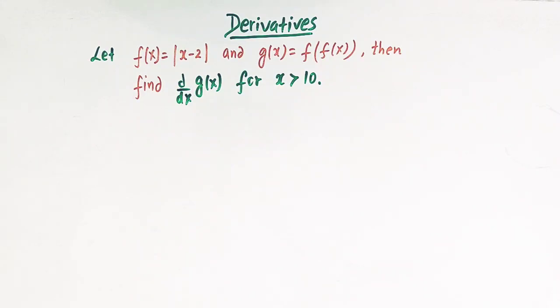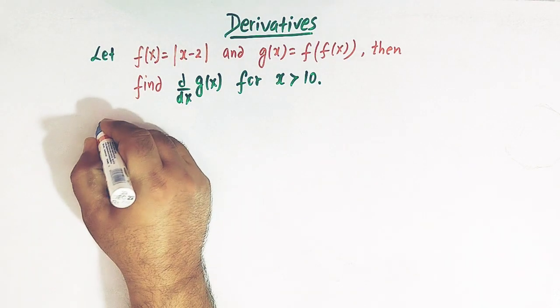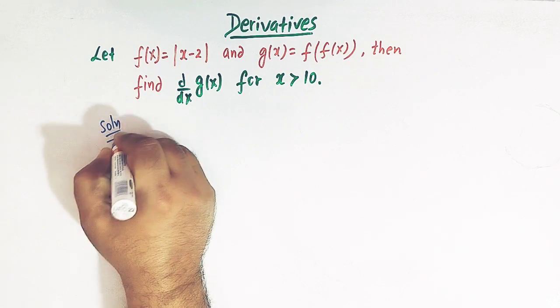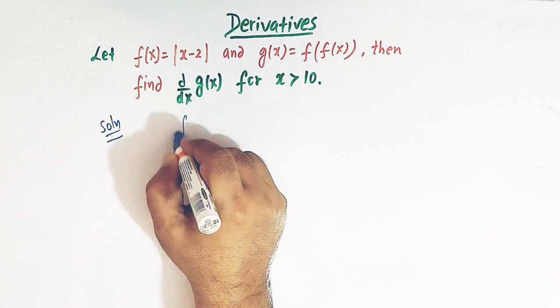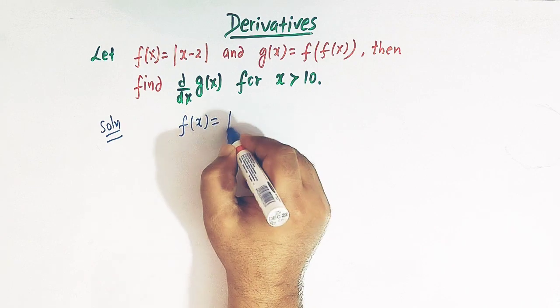Hello viewers, in today's class we are going to discuss yet another important and very conceptual problem from differentiation involving the absolute value function, right? And here the problem which we are going to solve is a very useful problem for the beginners, right? So let us start. Now see, here we are given a function f of x which is mod of x minus 2, right?